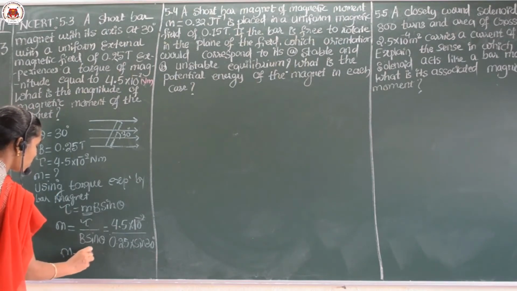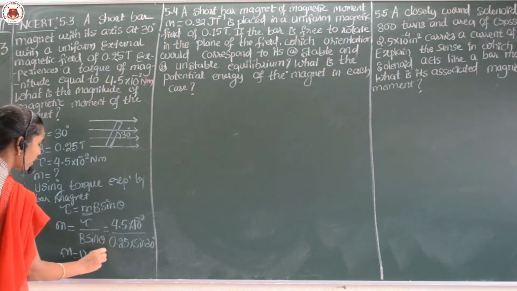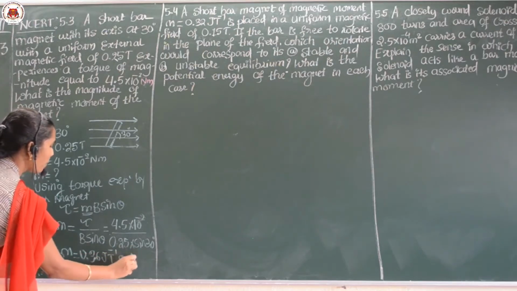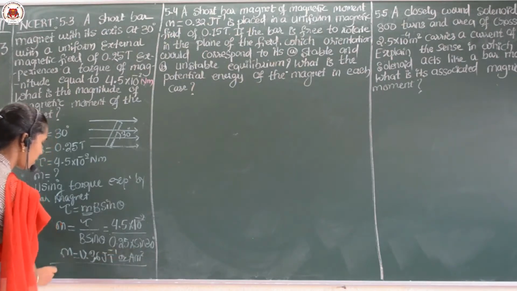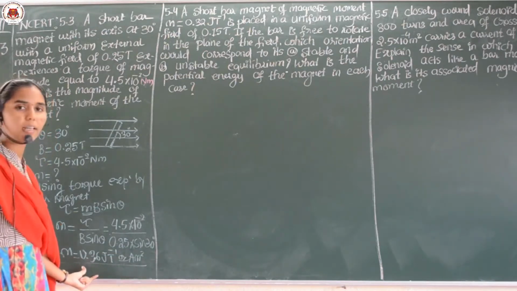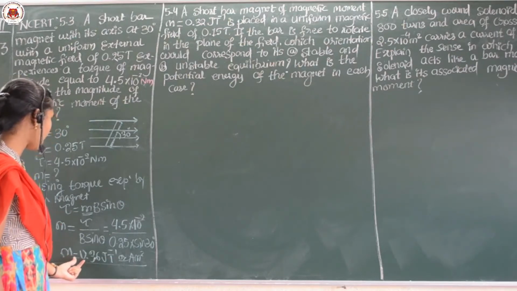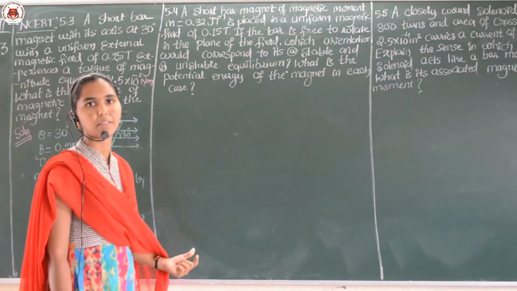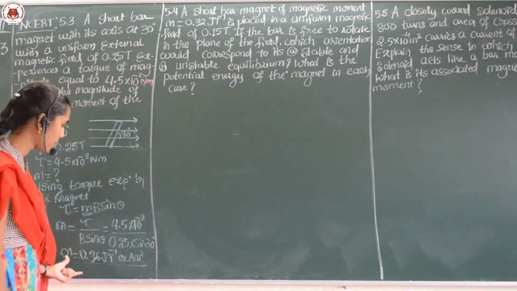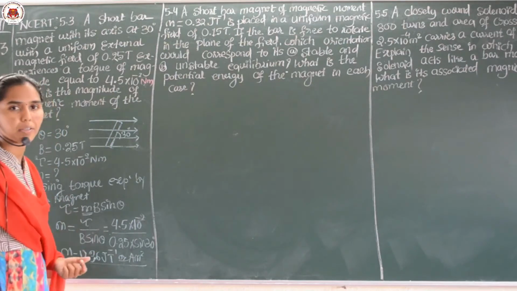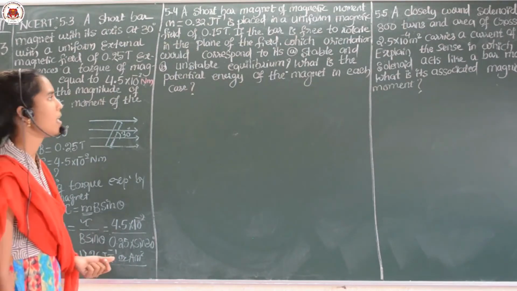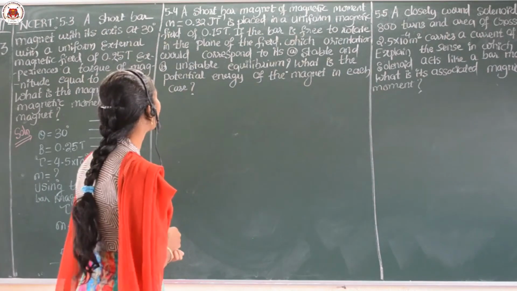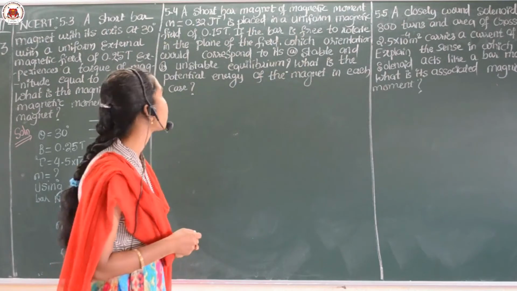When you simplify this, you will get the answer, that is m is equal to 0.36 joules per Tesla or ampere meter square. Both are the same only. What will be your answer? The magnetic moment m is equal to 0.36 joules per Tesla. This is the answer. Am I clear? Direct formula we can use.